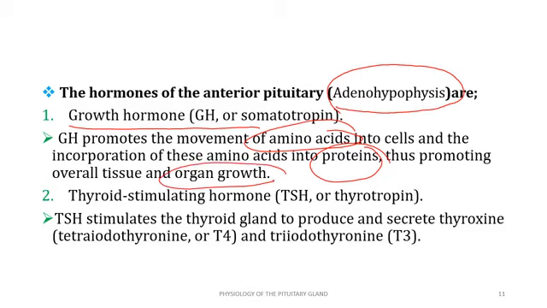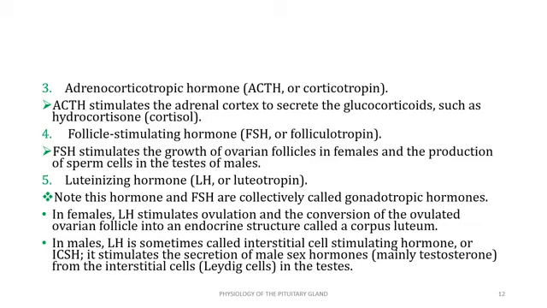of an organ. Another hormone is the thyroid stimulating hormone, also known as thyrotropin. I said these hormones have the suffix tropin. The thyroid stimulating hormone stimulates the thyroid gland to produce thyroxine hormone. This is tetraiodothyronine and triiodothyronine. We shall discuss the hormones when we will be discussing the hormones of the thyroid gland.